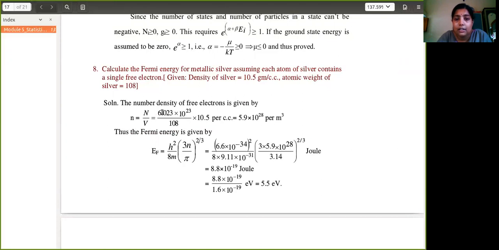We have directly written the Avogadro number because each silver atom has one single free electron. If any other atoms were given which have more than one free electron, suppose some metal has two free electrons, then the number density will just be doubled. You have to multiply it by 2. So 2 into Avogadro number divided by the atomic weight, into density. Now as it has only one, we have just multiplied it by 1. So you get the number density, put it in the formula, and you will eventually get the Fermi energy.